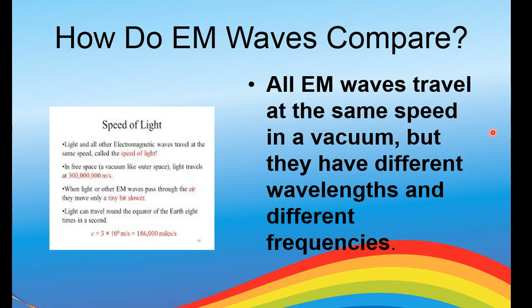All electromagnetic waves, this is interesting, travel at the same speed in a vacuum, meaning a vacuum is like space. But because they have different wavelengths and different frequencies, they're going to seem to move a little bit differently. Light and all EM waves travel at the same speed, and it's called the speed of light. Ta-da! In free space, like vacuum space, light travels at an incredible rate. When those EM waves hit something like Earth that has matter or air, they're going to move a little bit slower because they have to pass through it. Light can travel around the equator of Earth 8 times in a second.